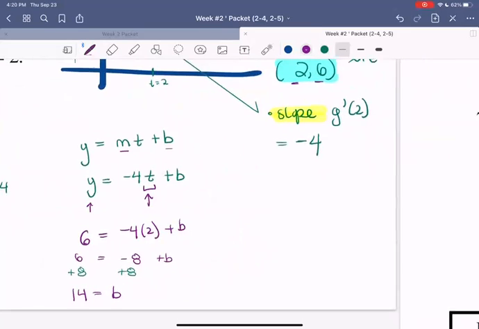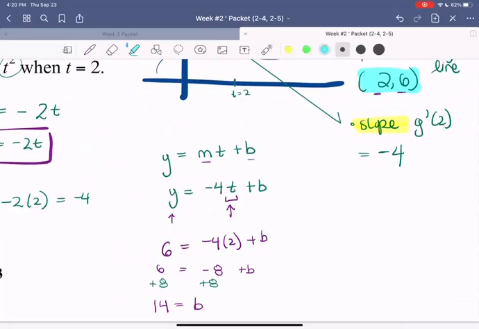So now let's put this all together. I know my slope is negative 4, and I know my b is 14. So the equation of my tangent line becomes y equals negative 4t plus 14.